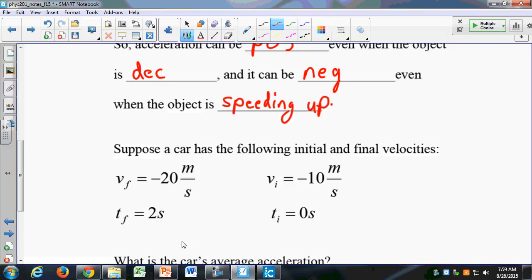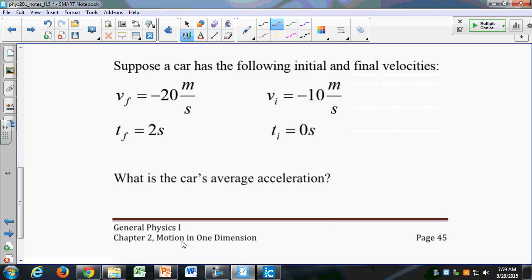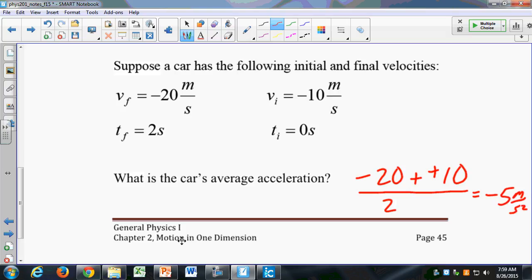All right. So here, we can just calculate the average acceleration. It's going to be VF minus VI, negative 20 minus a negative 10, divided by 2. That's negative 10 over 2. That's negative 5 meters per second squared. So this thing is speeding up in the negative direction, and it has a negative acceleration.